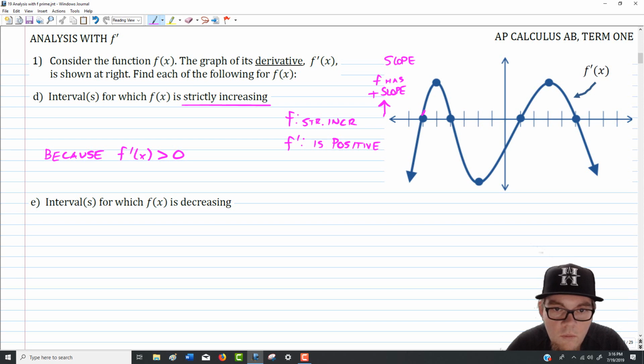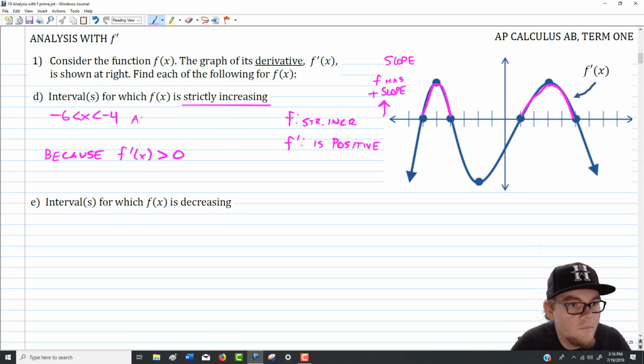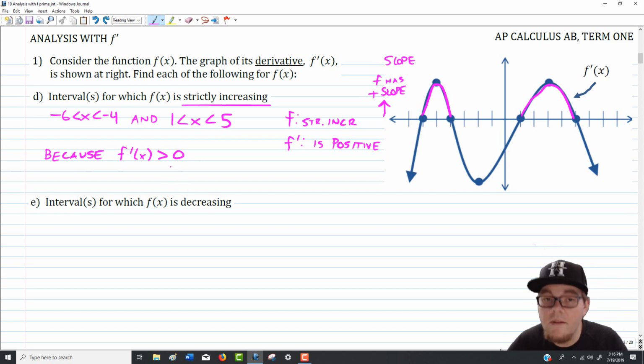So in here, we're going to have f prime positive right there. I believe that's from, let's see, -6 to -4. What else we got? Oh, we also got it right here. So it looks like it's from 1 to 5. And our reason already provided is because f prime is positive.